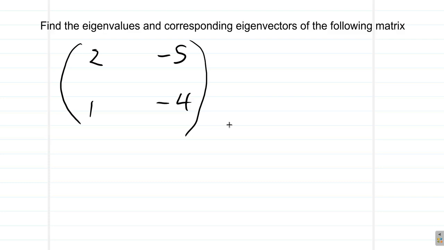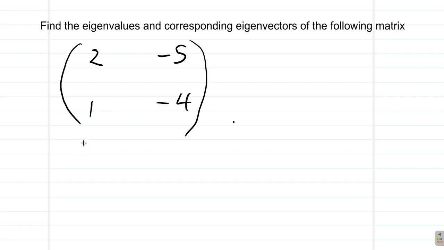You're asked to find the eigenvalues and the corresponding eigenvectors of the following matrix. Now, I want you to make an attempt at this before you watch me work it out, so go ahead. Alright, you're finished? What did you get? Let's look at it. Here, you have 2, -5, 1, -4.